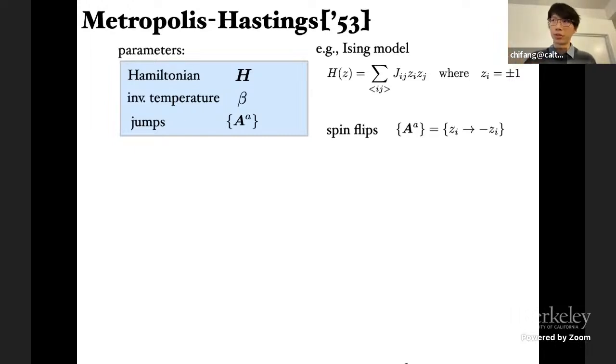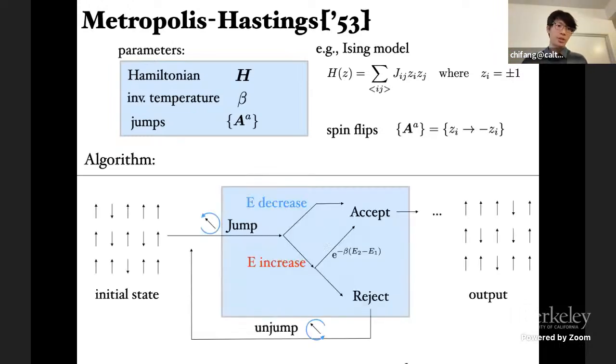And more fancy choices also work, but it's a very iconic example. So here's a schematic picture of the algorithm. Now you can start with some pretty generic initial state that you can efficiently prepare. And then you iterate the following Markov chain. You randomly flip one of these spins, that's your jump. And then you check whether the energy has decreased or increased.